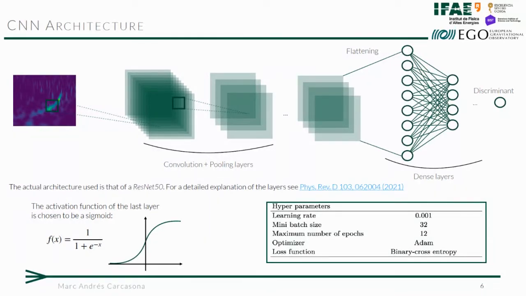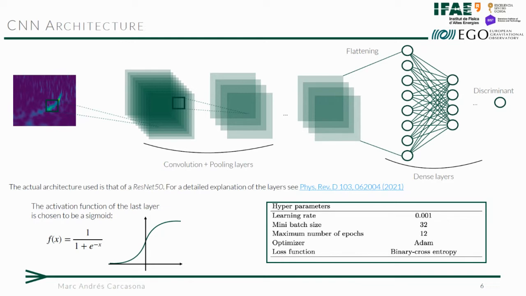In this case, we force this by using an activation function of the last layer to be a sigmoid, and this will represent how likely it is to contain a signal. So the closer to 1, the more likely it is to contain a signal. In the case of our neural net, we've chosen a ResNet 50, so I will not go into the details of the exact layers that it has. It's a standard architecture, so you can look for the exact layers. For example, I've given here a reference, but I'm sure that you can find it in any place.